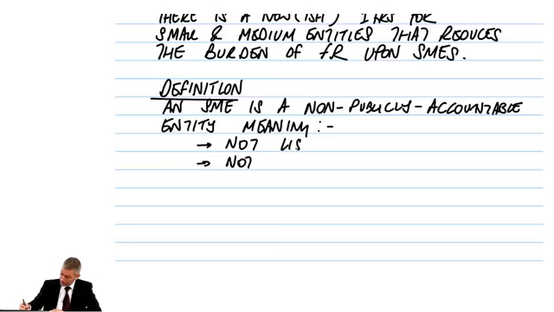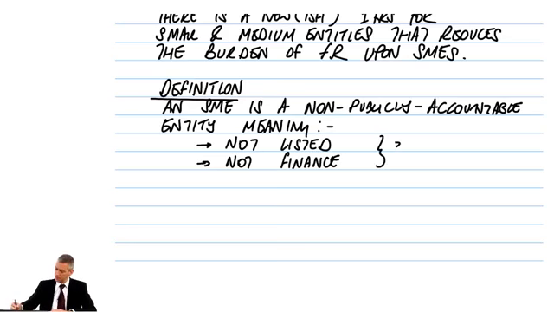Not listed. Not quoted on a world stock exchange. Not finance. Not banking, not pensions, not brokering. Which means that, look at this, ASDA in the United Kingdom. That huge entity, ASDA, is an SME in the United Kingdom because it's not listed. It's 100% owned by Walmart. And it's not finance, it's a retailer.